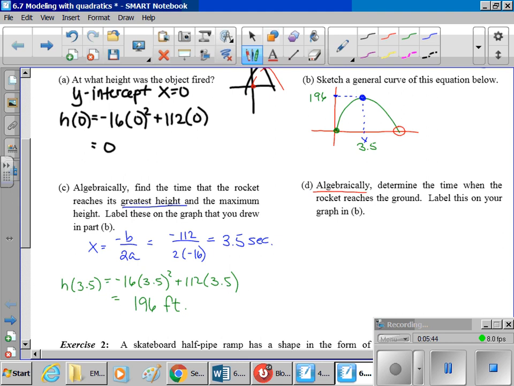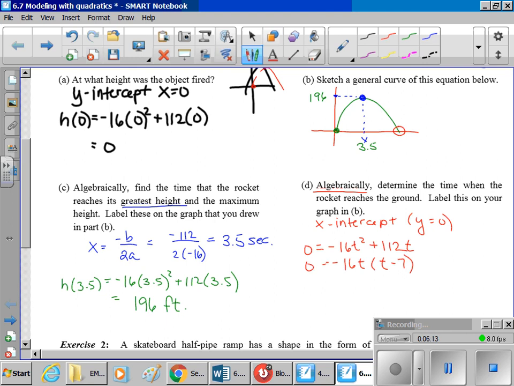So again, if we're looking for the x-intercept, that means that y is equal to 0. So we're going to get 0 equals negative 16t squared plus 112t. Right? How would you solve this? I'd probably factor out a negative 16t and get t minus 7 equals 0.